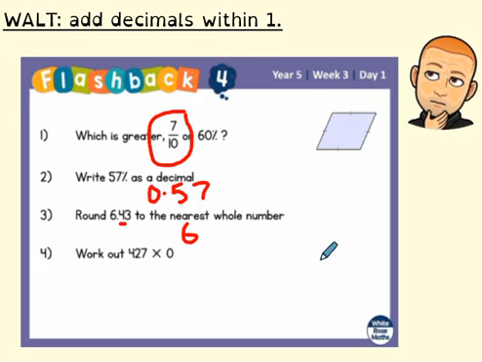Question 4, work out 427 times 0. Anything multiplied by 0 is 0. So that would be your answer. This shape in the top right hand corner is a rhombus.